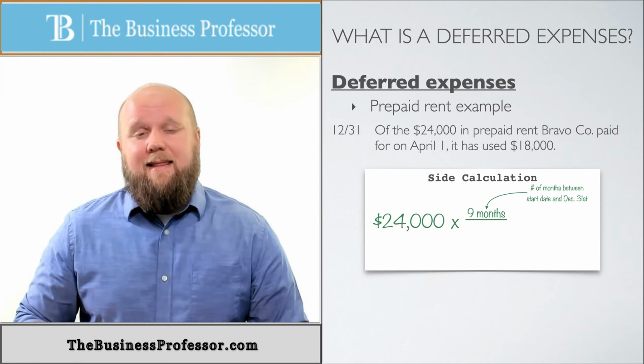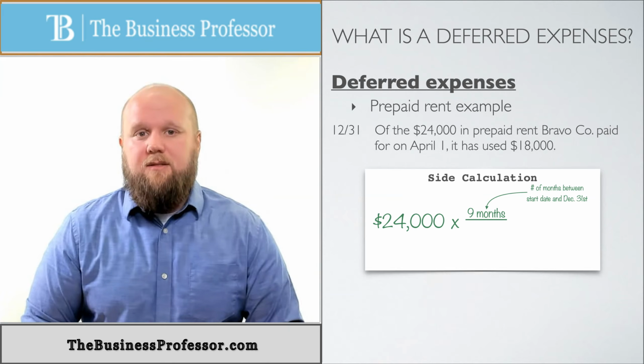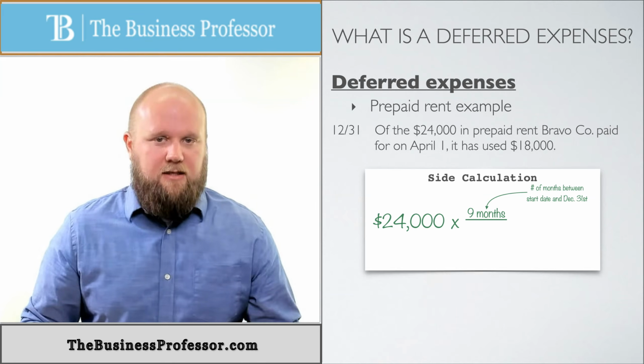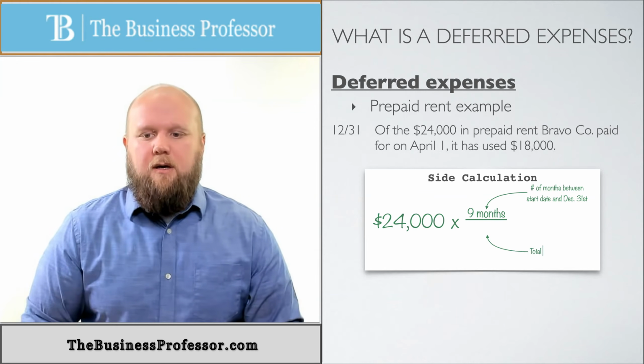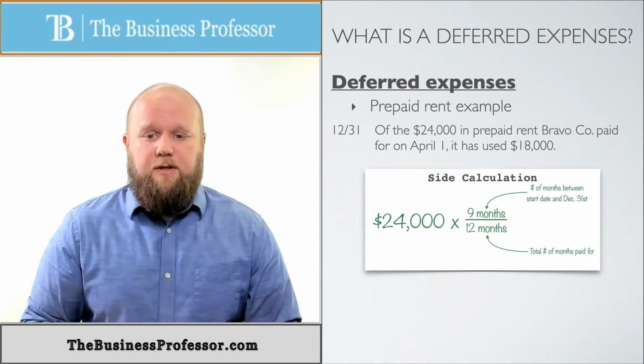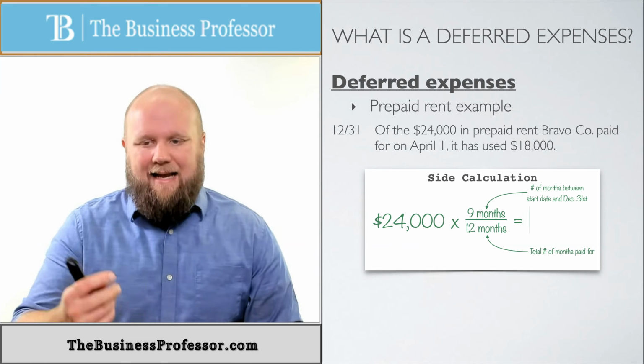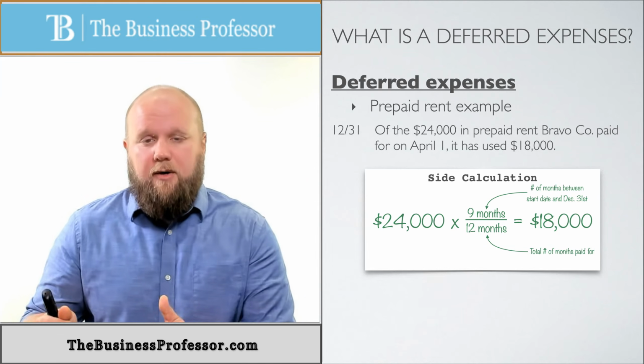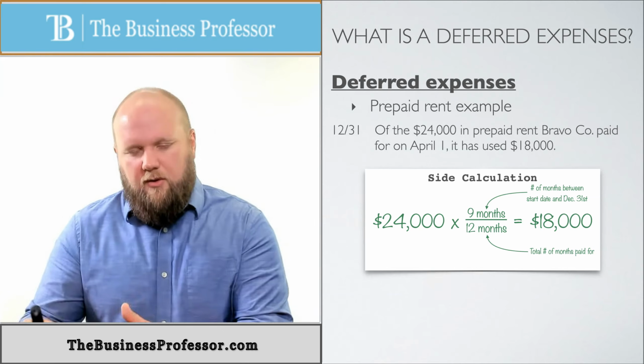We're going to divide that by the total number of months of this prepayment, which was 12 months. So this is our total number of months paid for, 12 months. And if we do that calculation, that's going to give us the $18,000 that we have. That's where that number comes from. So if it's not given to you, you know how to calculate it now.